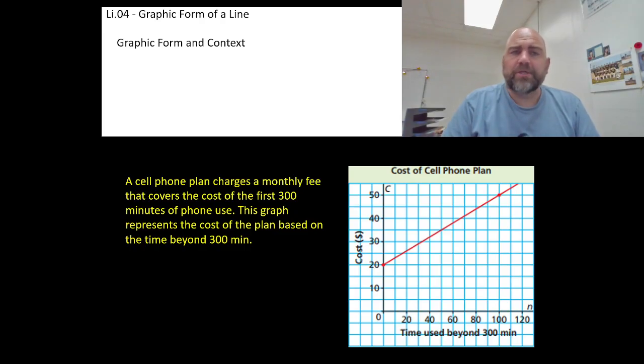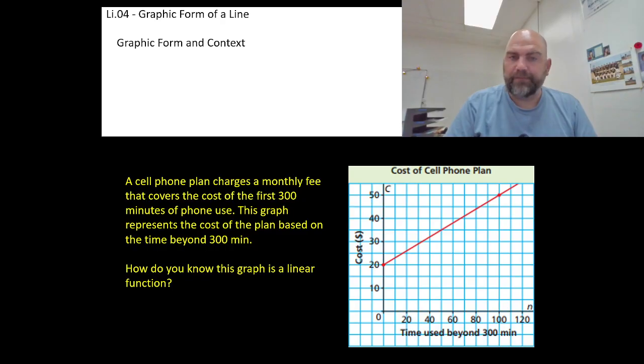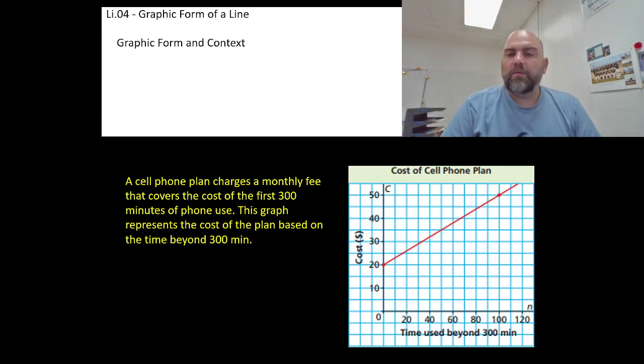The first question I'm going to ask is, how do you know that this graph is a linear function? You should be able to yell this out right away. It's a straight line. Yes, it is a straight line, and that means it is a linear function. It follows a linear pattern: as one variable increases, the second variable increases as well, because it's going up.